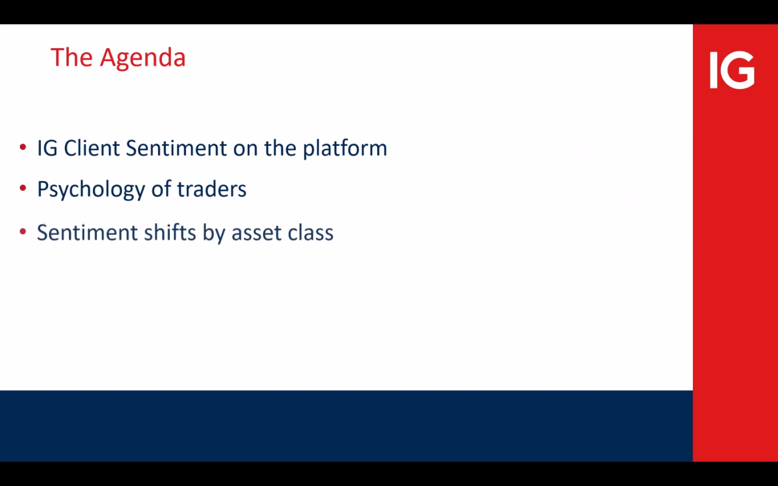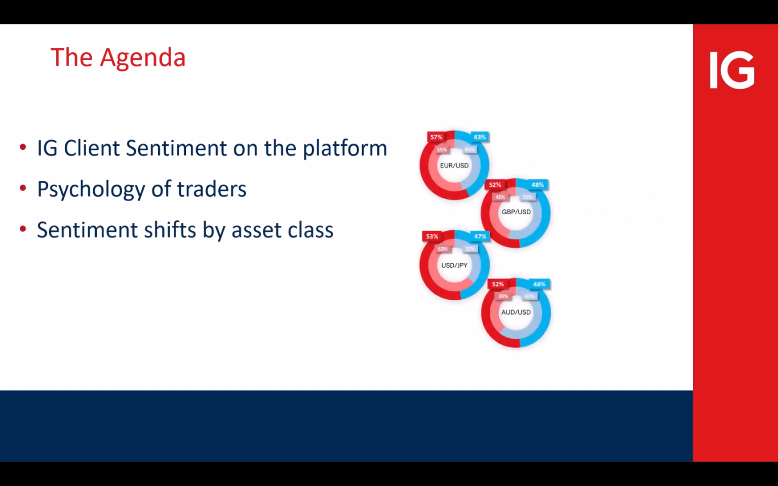We're also going to have to take a look at sentiment shifts by asset class. It's not always the same between, say, FX, the majors versus the minors, and commodities, so on and so forth. There is a difference in terms of how traders approach it and how they have a tendency to, for example, hold heavier or for a longer period of time a majority buy bias in, say, gold.